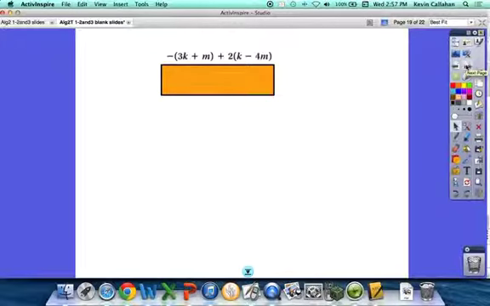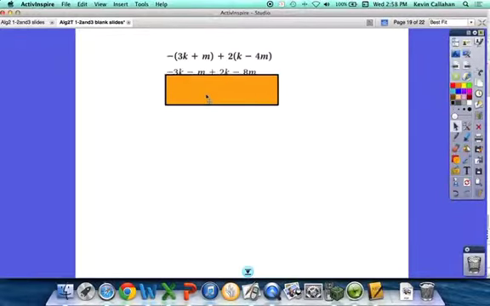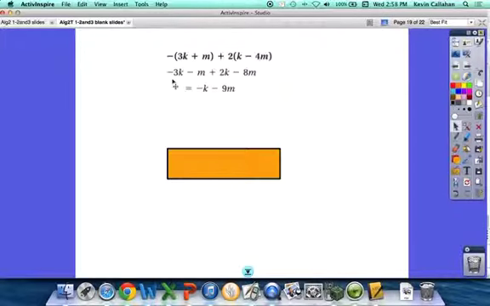Okay, how about this one? What will we have to do on this one in order to simplify? You're going to have to distribute, right? How many times do you have to distribute here? Twice, right? You've got 2 times the distributive property. What are you distributing here? The negative, right? What's that going to make these terms when you distribute a negative? It's going to make that negative 3k and minus m. Okay, and then the 2 times k and 2 times negative 4m.